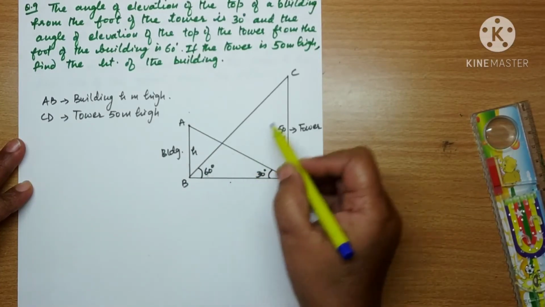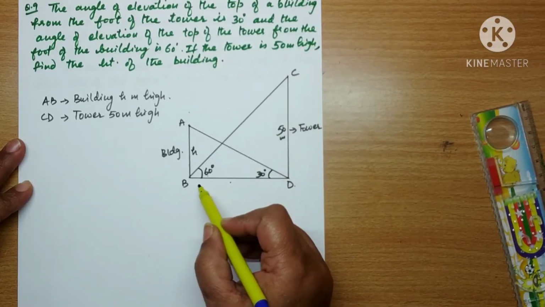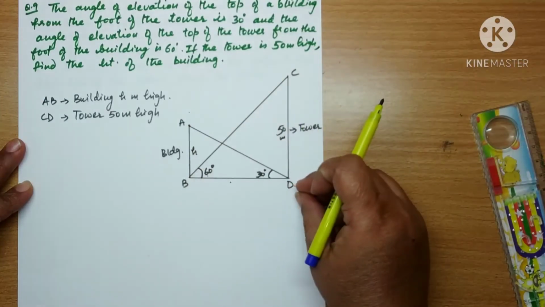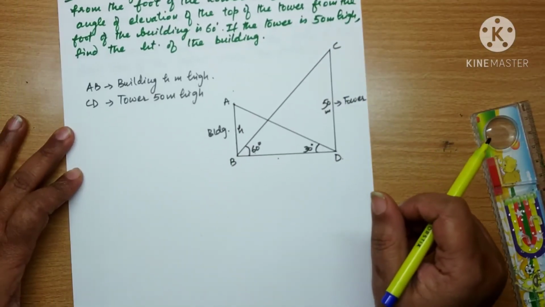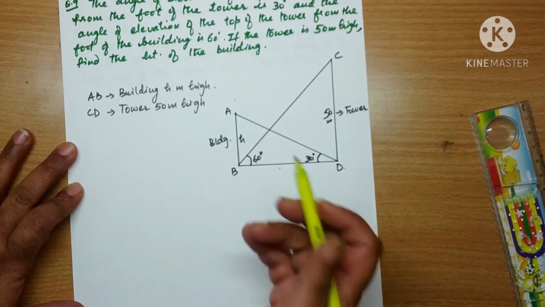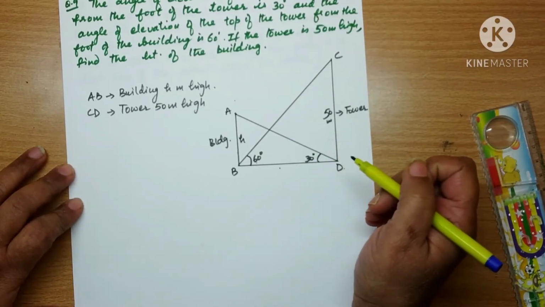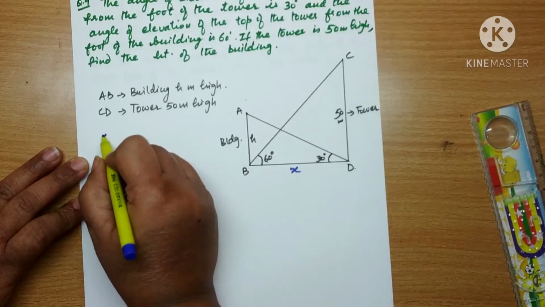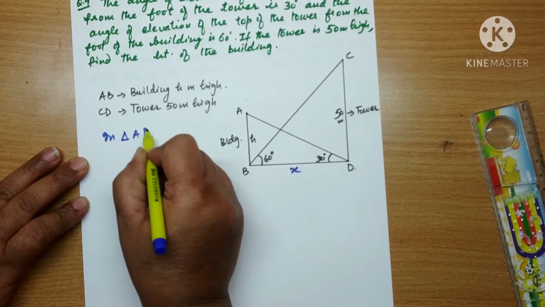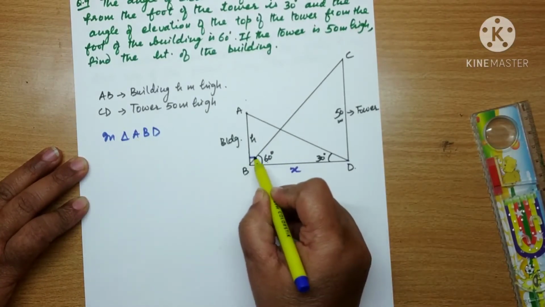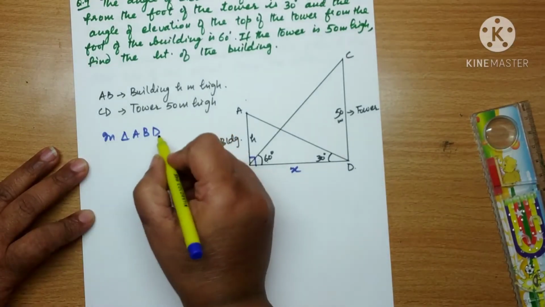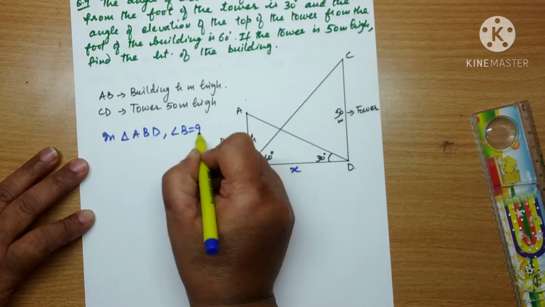The angle of elevation of the tower is bigger, that is 60 degrees. So the tower is going to be taller, and the building's angle of elevation is 30, so the building will be shorter. We need to find the height of the tower in this. Let's say this is x. Now in triangle ABD, angle B is 90.